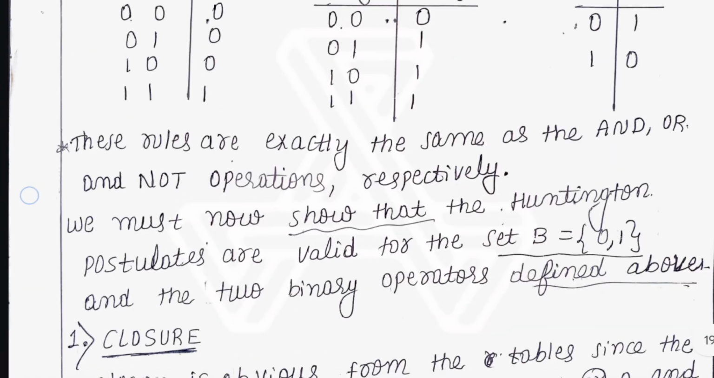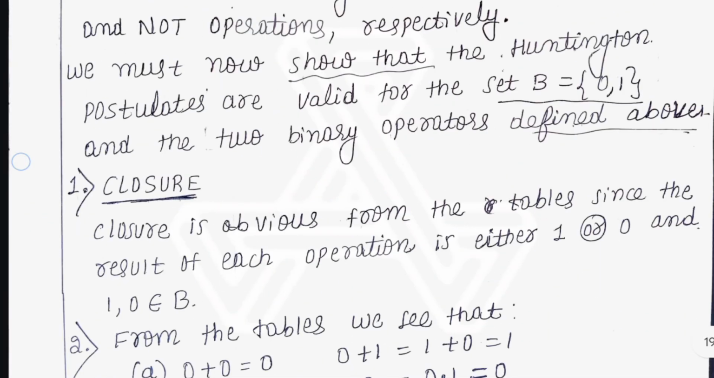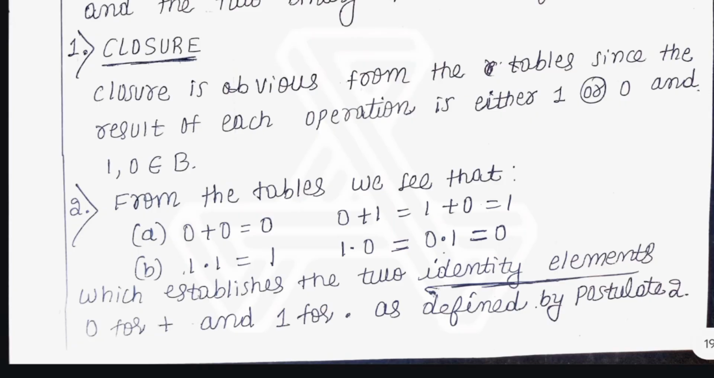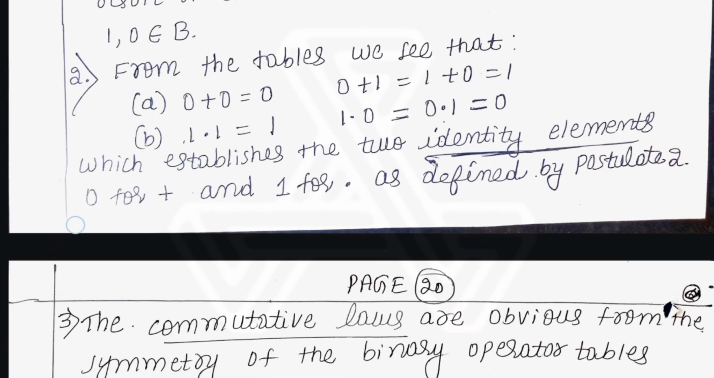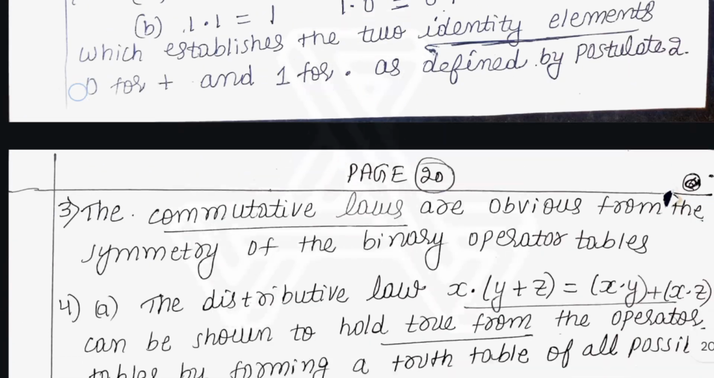We must now show that the Huntington postulates are valid for the set B equal to {0, 1} and the two binary operators defined above. Closure: closure is obvious from the table since the result of each operation is either 1 or 0, which belongs to B. From the table, we see that 0 plus 0 is 0. The identity elements, 0 for plus and 1 for dot, are defined as postulate 2.